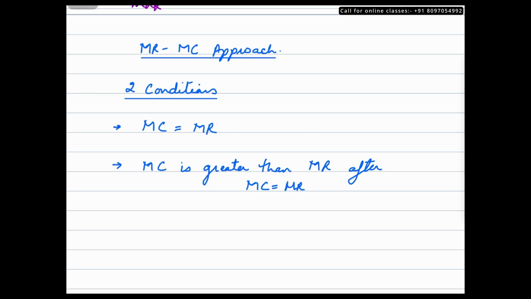So under MR-MC approach, we have two conditions again. So the first condition is MC should be equal to MR, which is basically the cost of producing one additional unit equals revenue earned by selling that additional unit. And once the equality is hit, the second condition is MC should be greater than MR. That means after the equality, MC should be rising. It should be higher than MR. Then only we will be able to reach the equilibrium situation.